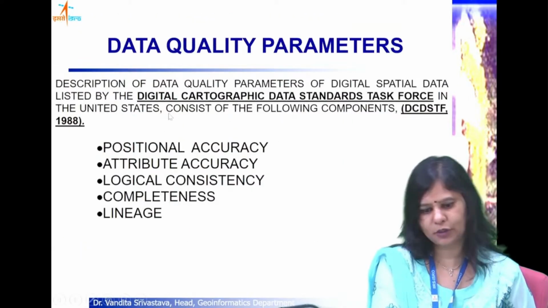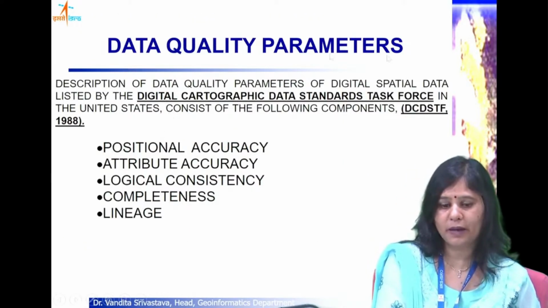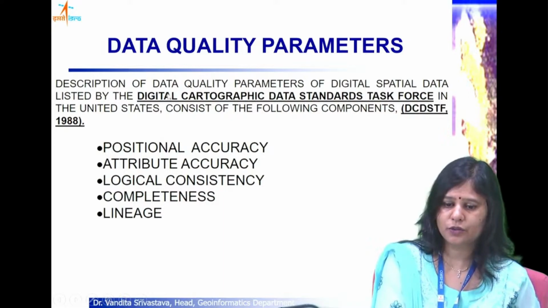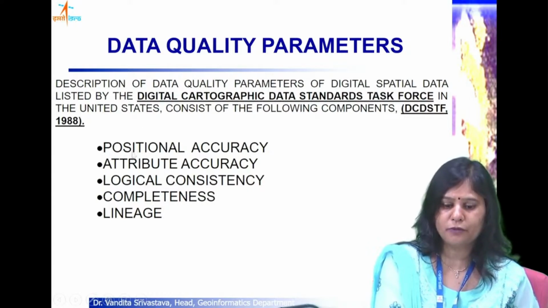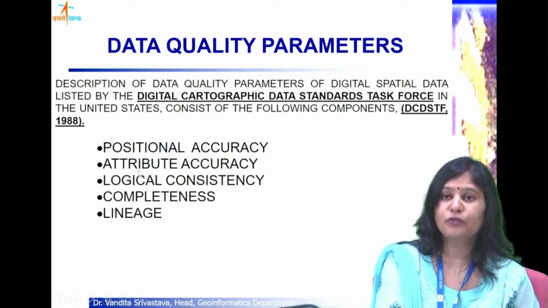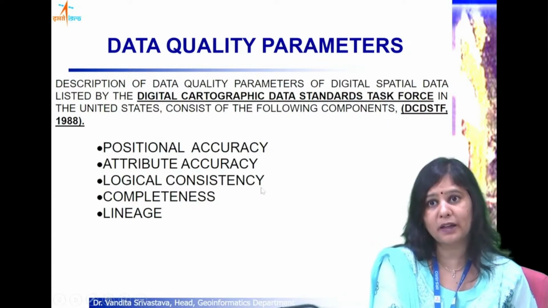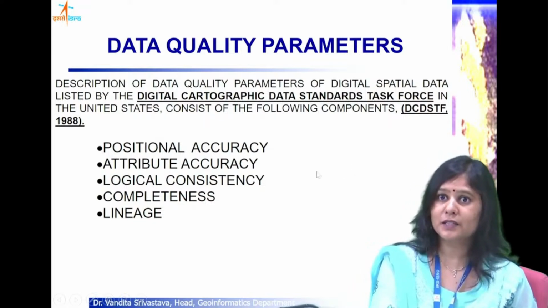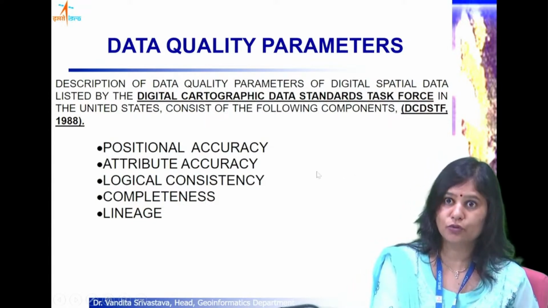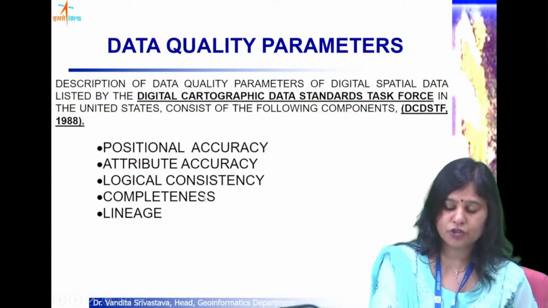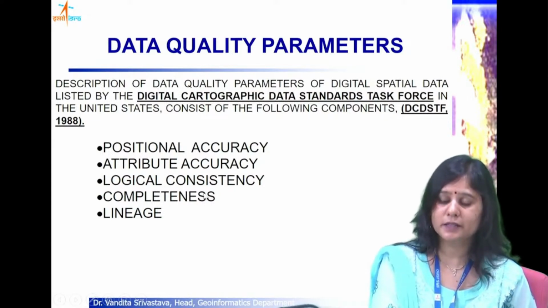And there is a standard task force way back in 1988. It was decided to have this Digital Cartographic Data Standards Task Force in the United States, and it decided that a minimum of 5 data quality parameters have to be reported in any GIS project. So you need to know the positional accuracy of features, the attribute accuracy, the logical consistency, which includes the semantic consistency of the definitions as well as the topological consistencies, those rules of topology. Then the data should be complete. So how complete the data is has to be reported.